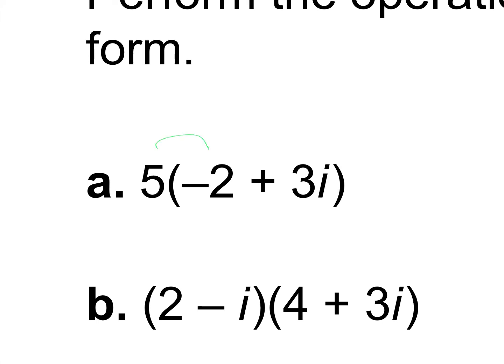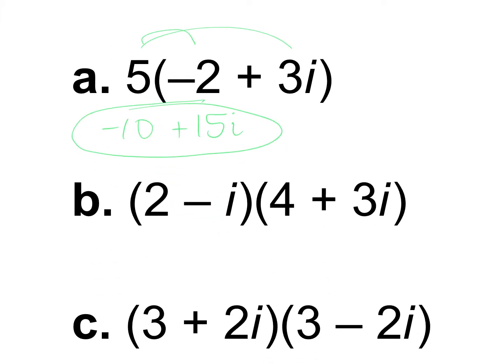5 times -2 is -10, right? And then 5 times 3i is plus 15i. Can I combine those two at all? No. Is this written in standard form? Yes. Okay, you're good to go then. What's the real part? -10. What's the imaginary part? 15. Okay, good. All right, so now we're going to FOIL.